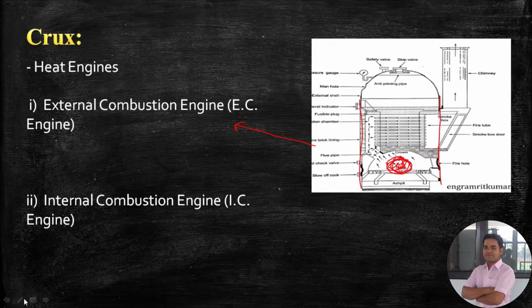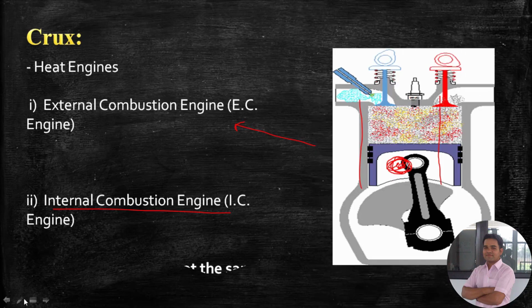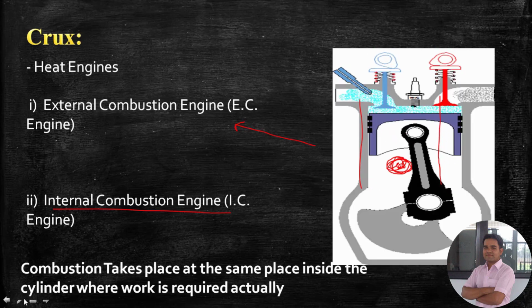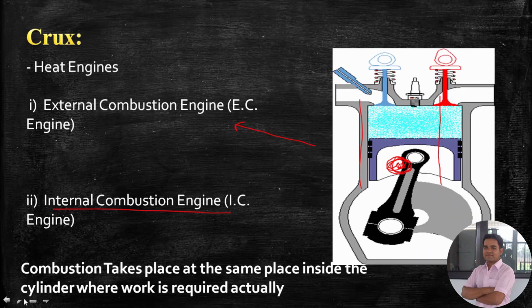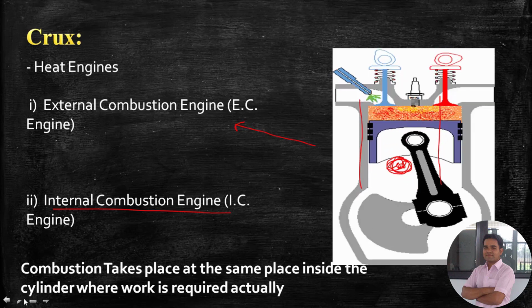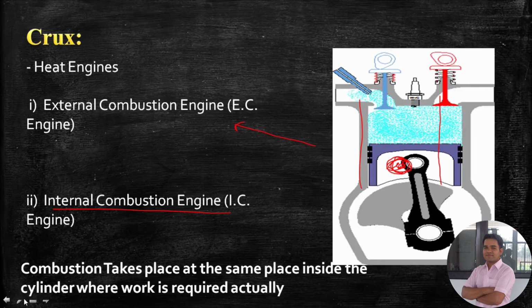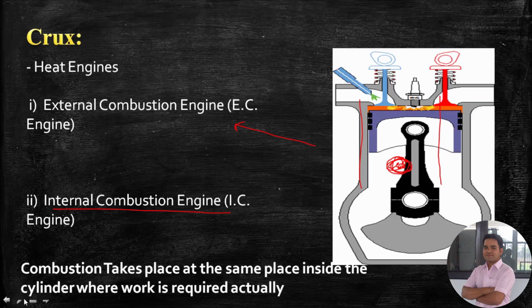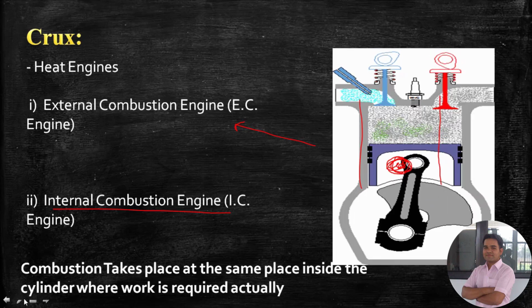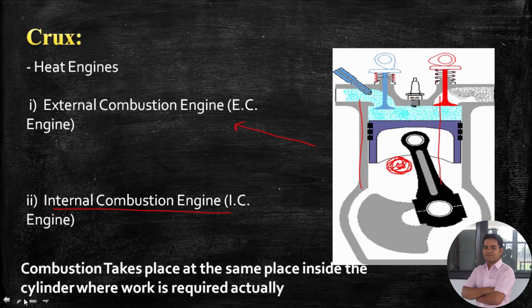For the internal combustion engine, we can define it as a type of heat engine in which the combustion takes place at the place inside the cylinder where actual work is required. I am again repeating, it is a type of heat engine in which the combustion takes place at the same place inside the cylinder where work is actually required. This is known as an IC engine. Let's move ahead.